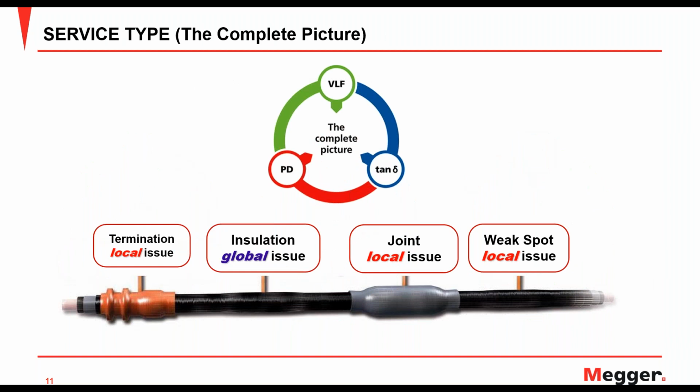Now, if we start to take a look at these individually, we can take a look at the complete picture here. And as I had mentioned earlier, with the complete picture with PD, tan delta, and VLF, we have the ability to not only determine the global condition of the cable insulation, but we can now look at the joints and terminations through partial discharge, as well as weak spots. And then with VLF, we can drive any of those weak spots that are close to failure, and then have the chance to do those repairs while in that planned outage, as you don't have the failure or the defect driven to a failure while in service, causing an unplanned outage.